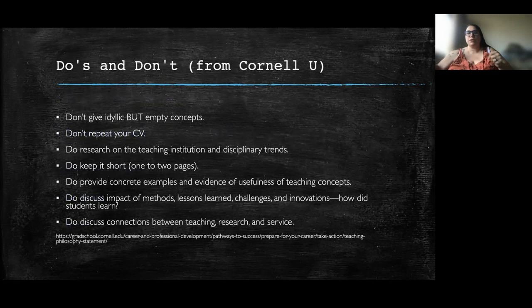So these are the basic do's and don'ts. They come from Cornell University. They're kind of hitting on what we just talked about. You don't want to give empty concepts. You don't want to repeat your CV. You want to do the research, as we talked about, on the different institutions and structures and modalities and organizations you're working with. You don't want to send a conservative school your application for a liberal school. That's not going to get you the job, or vice versa.